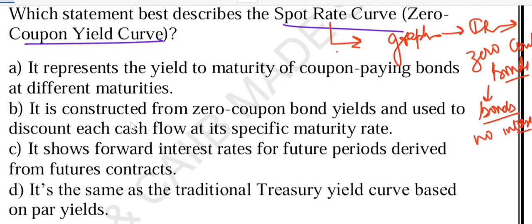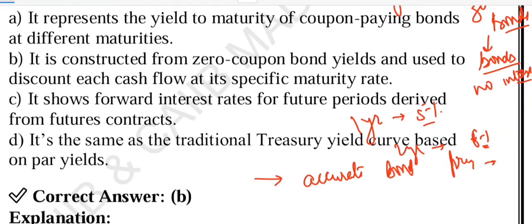For example, a 1 year zero coupon bond yield is 5% and a 2 year zero coupon bond yield is 6%. The curve plots these rates over time: on the y-axis you have the rate, on the x-axis you have the time. Why is it useful? It provides accurate bond pricing, which means instead of using one average rate, which is the YTM, the spot curve discounts each future cash flow at its own rate. For example, let's take the case of a 2-year coupon bond.